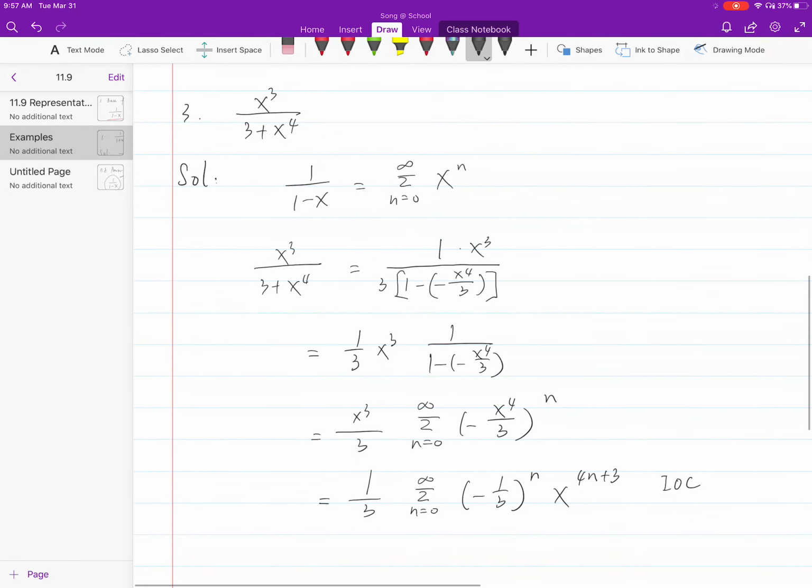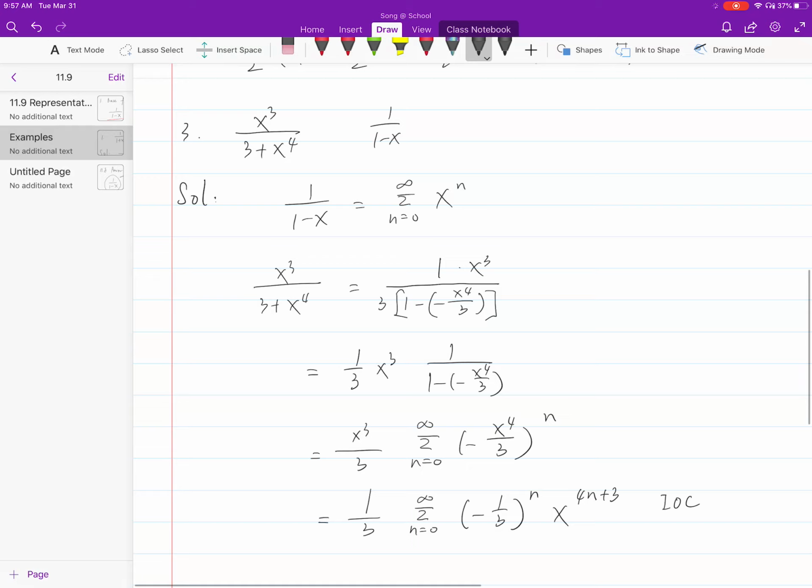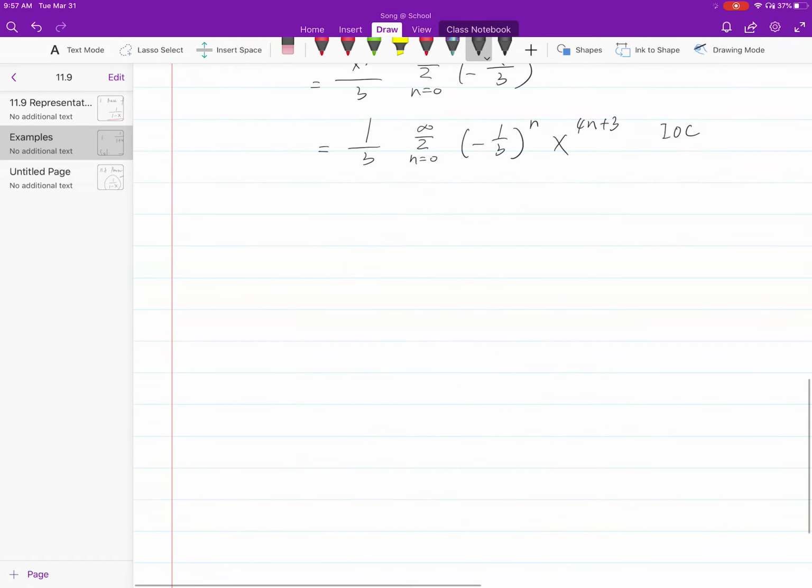Okay, so those are some examples. Basically, we try to match whatever we have to be as close as possible to the formula we have. Now let's see number 4, which becomes super interesting. That is, what is this?